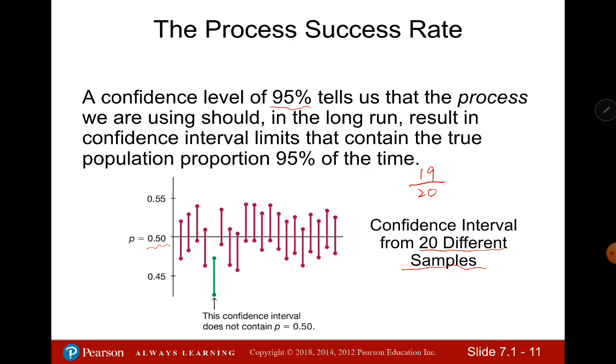So 19 out of 20 confidence intervals do contain the true value. 19 over 20 is just 95%. So that's the definition of our confidence level, 95%.